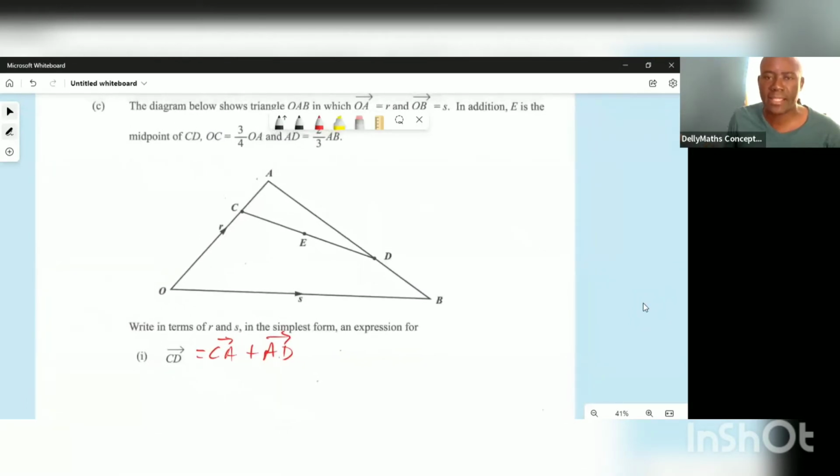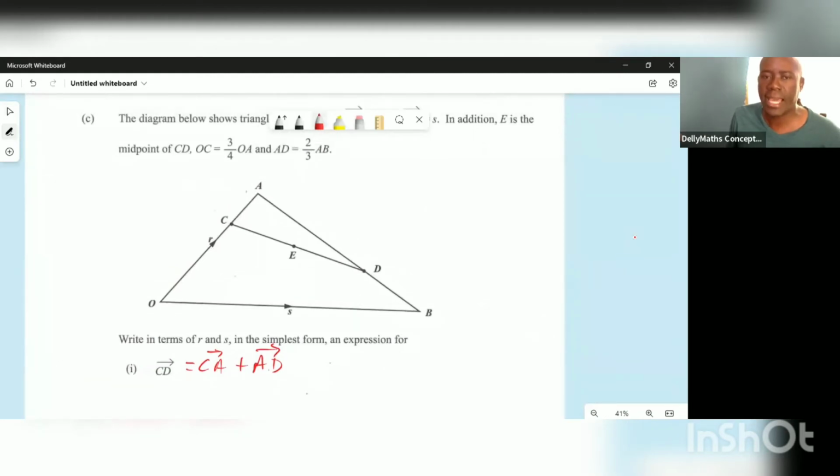Now, be advised that we have some information here. So C to A, because we did get that from O to C is 3/4 of OA. So that means from here, this is 3/4 R, which means from C to A is just 1/4 R. All right, that's what we're talking about. So we have that.